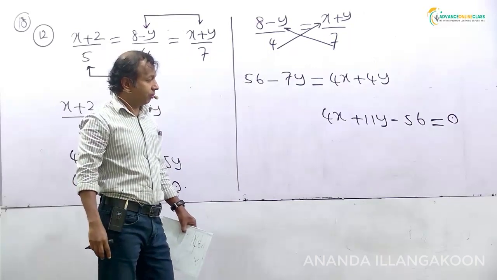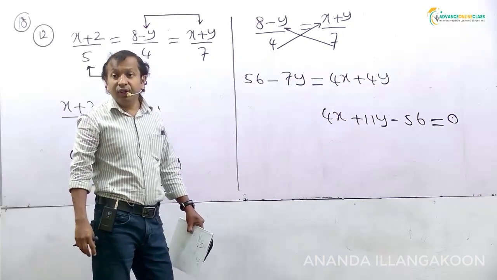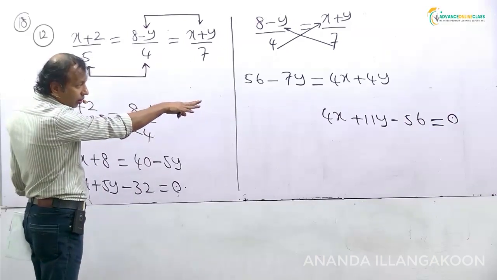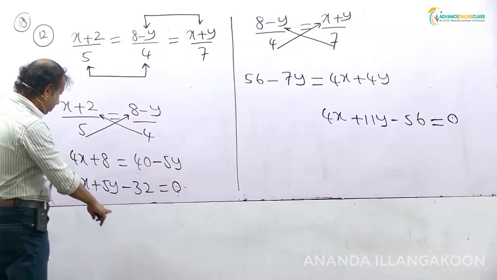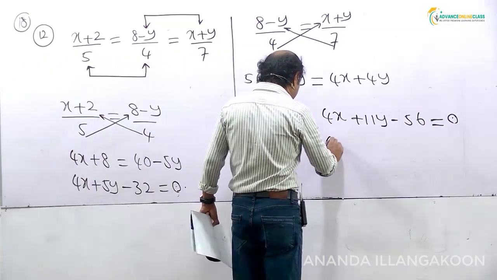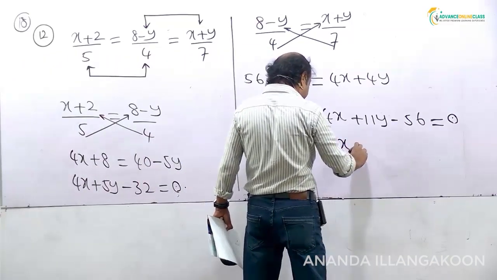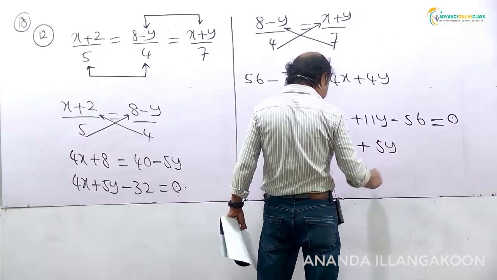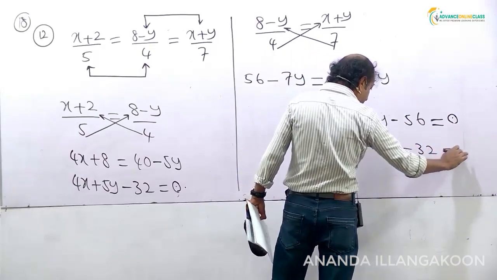Then we go to the second equation. Now we need to solve the first and second. Exactly below that, I write this: 4x plus 5y minus 32 equals 0.